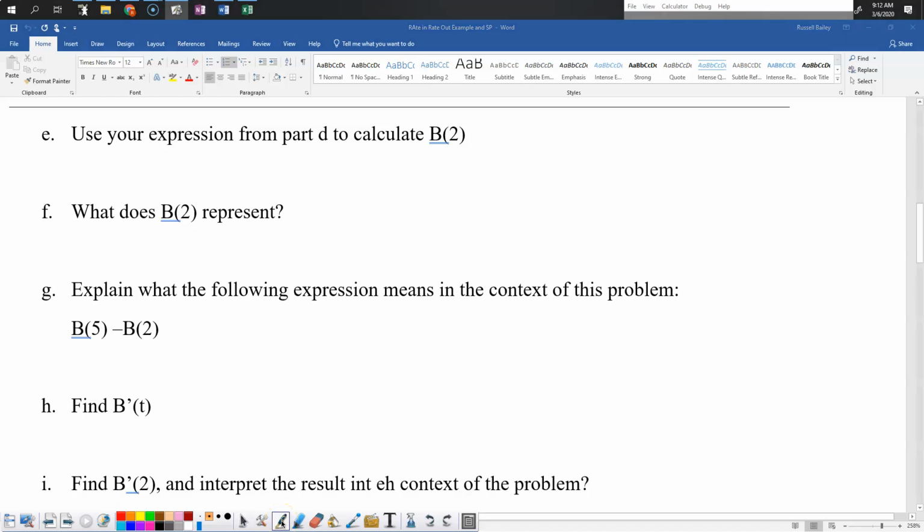Okay, now it says use your expression from part D to calculate B of 2. So that means I'm going to take the thing that I wrote in part D and plug in 2. And so that would look like this, right? 500 plus the integral from 0 to what? 2. Good. Of E of T minus L of T. Yeah, we're on the other side of the sheet now. And once again, I think I'm just going to wait until the end to calculate stuff, but there you guys go. Now, what does B of 2 represent?